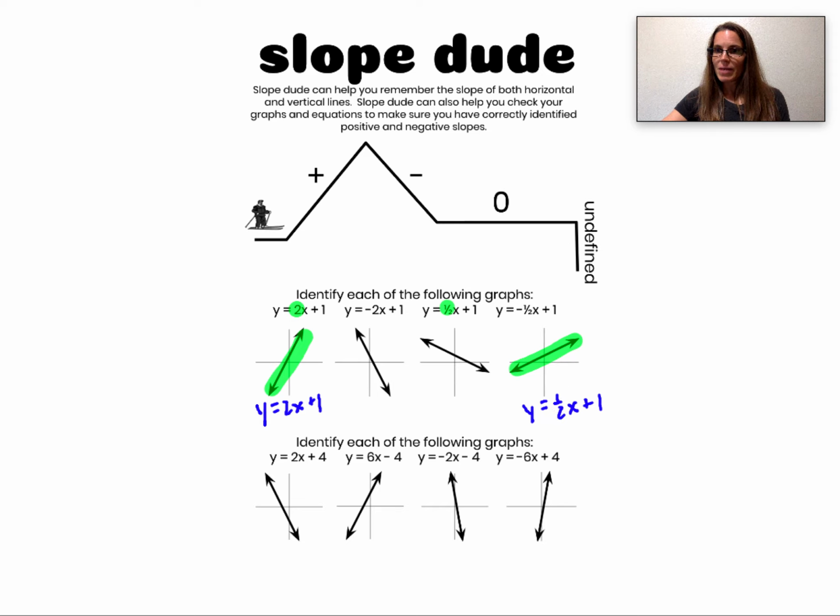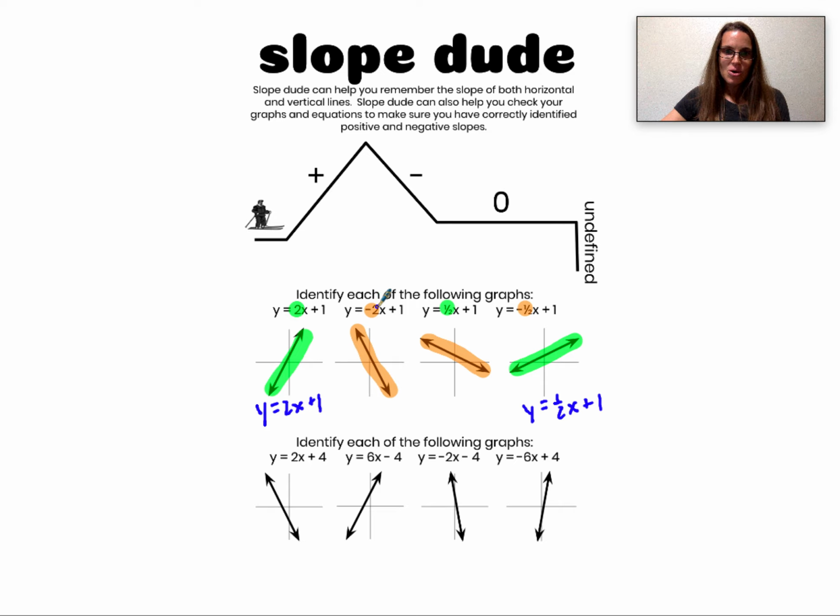Next, I am looking at my nice negative equations, negative 2 and negative 1/2. So those are my graphs that go down. They slope down from left to right. That is a nice negative, just nicely going down that slope.